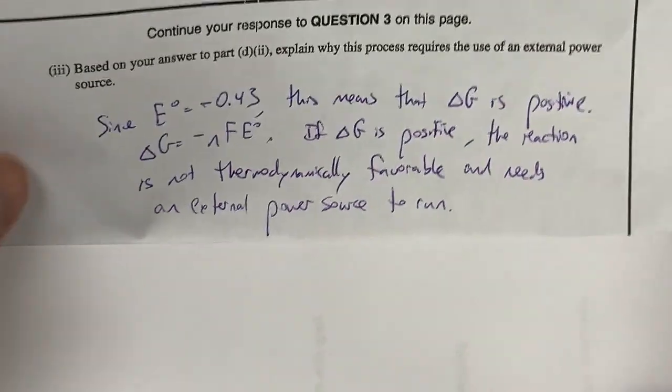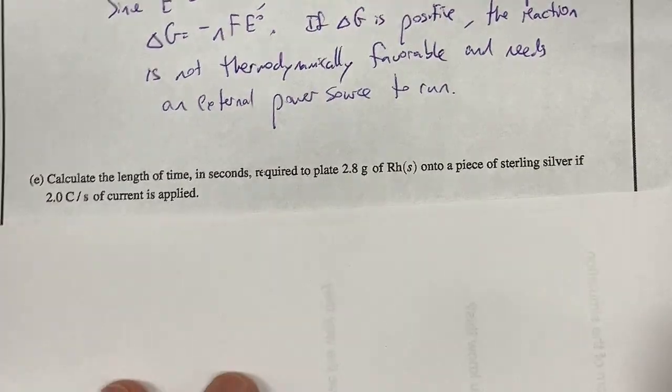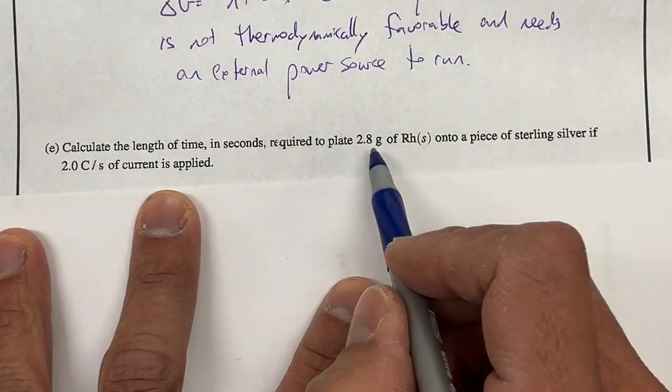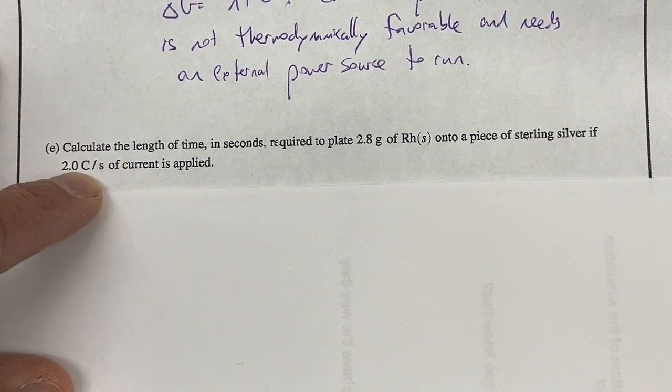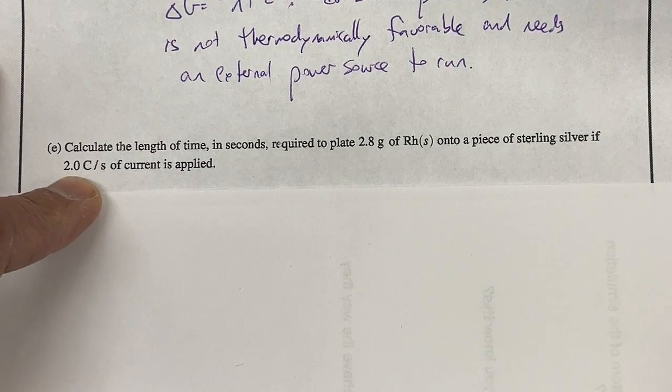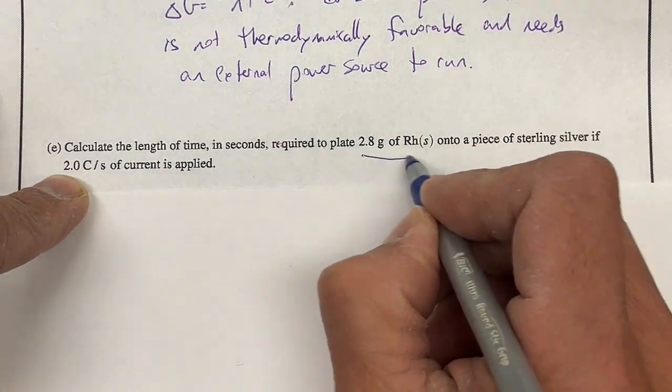So, and then the last part here, I think this is the last part, calculate the length of time required to plate 2.8 grams of rhodium on a piece of sterling silver if 2 coulombs per second of current is applied. I call this a super bonus part because in my class, we never get to even calculate. We don't have time to learn this. But if you know how to convert units, you can pretty much solve it just by knowing the units of stuff.